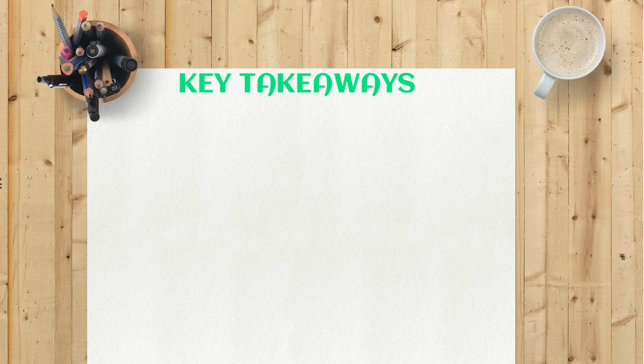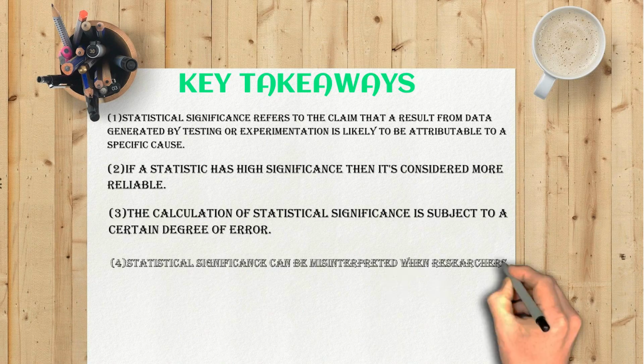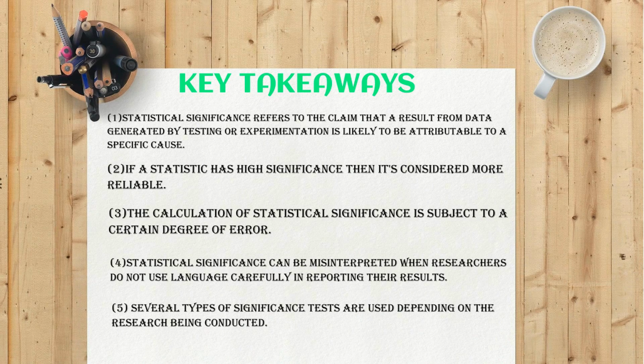Key takeaways. Statistical significance refers to the claim that a result from data generated by testing or experimentation is likely to be attributable to a specific cause. If a statistic has high significance, then it's considered more reliable. The calculation of statistical significance is subject to a certain degree of error. Statistical significance can be misinterpreted when researchers do not use language carefully in reporting their results. Several types of significance tests are used, depending on the research being conducted.